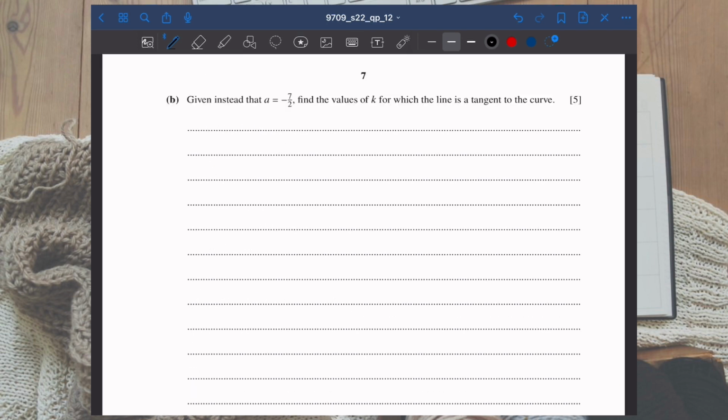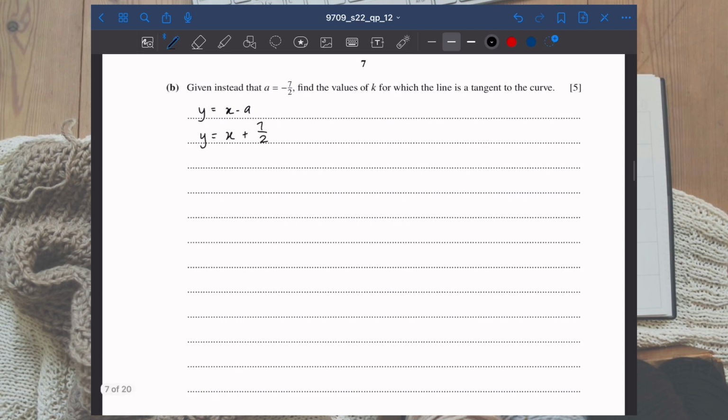Part B. Given instead that a is negative 7 over 2, find the values of k for which the line is a tangent to the curve. So earlier our straight line equation was y equals x minus a. And because now our a is negative 7 over 2, the equation is now y equals x plus 7 over 2. So we can equate this equation again to the curve. So 4x squared minus kx plus 1 over 2 k squared equals x plus 7 over 2.